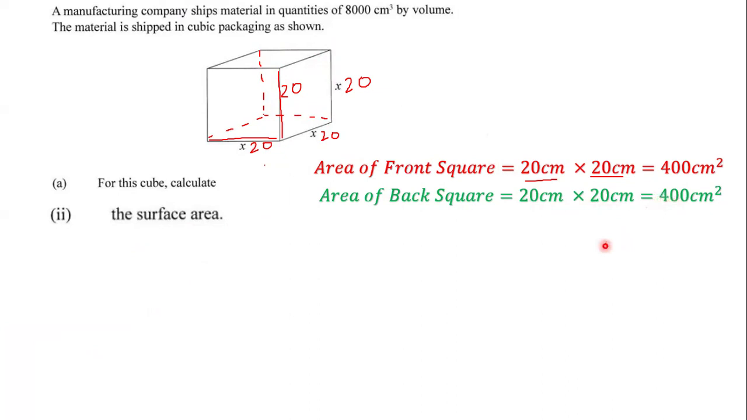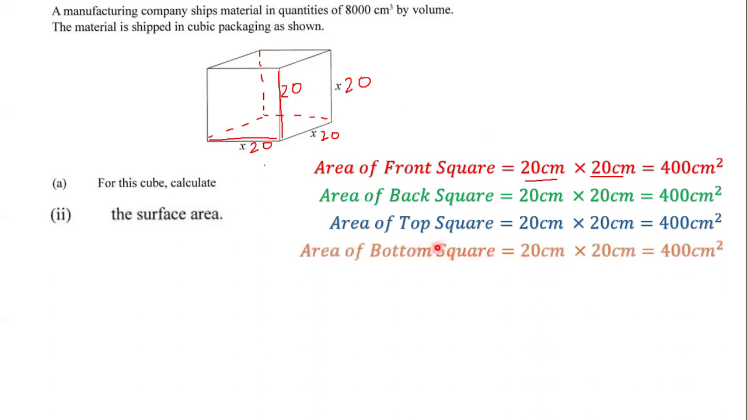centimeters squared. Then we have to figure out the area of the top square. The area of the top square is going to be length times width, and all these side lengths are 20. So it's going to be 20 centimeters times 20 centimeters, which is 400 centimeters squared. Next, we need to figure out the area of the bottom square.